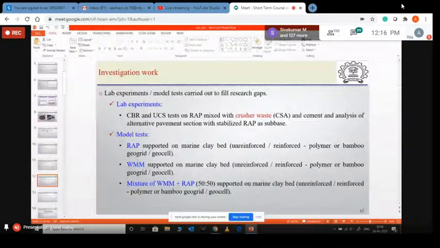But the moment it was stabilized, with 50% RAP, 50% CSA, and 2 to 4% cement, we found the CBR value increased to more than 100%, and the UCS value increased to more than 1.5 MPa, which was suitable for sub-base construction.